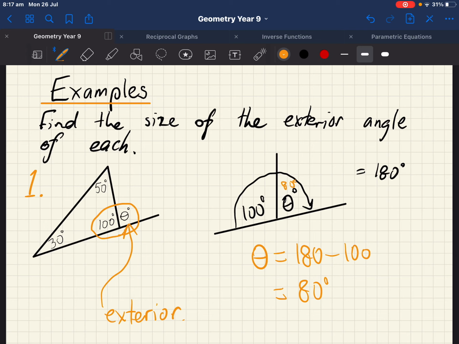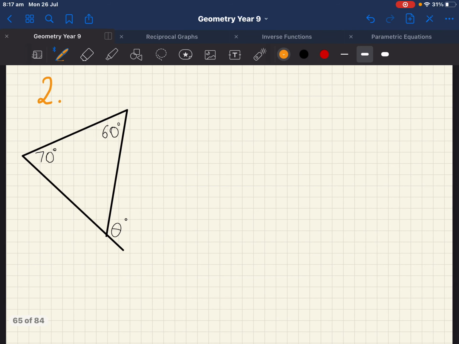Okay, so if you haven't yet paused the video, make sure you get this first example copied in, and we'll move on to the next one. Alright, now this one here is not as fortunate because, as you can see, the angle next to the exterior angle is missing. So I guess the first thing we could do would be to try and find the size of that angle, right? So we're going to need to look at the other two angles we have. We've got 70 degrees and we have 60 degrees.